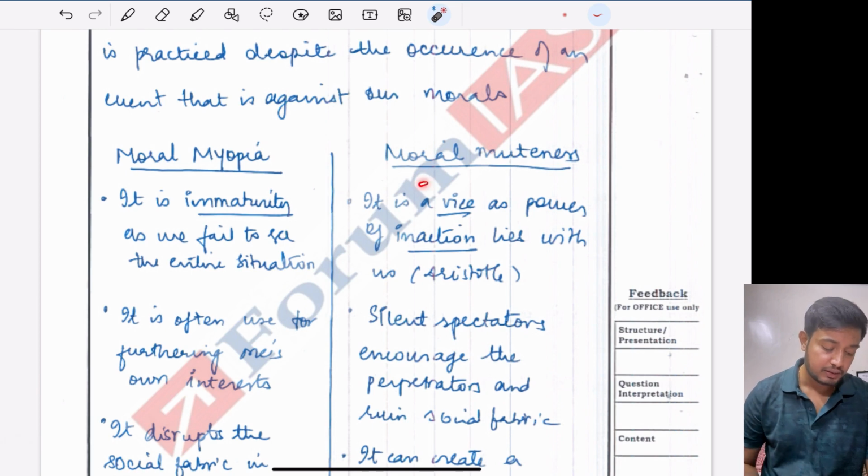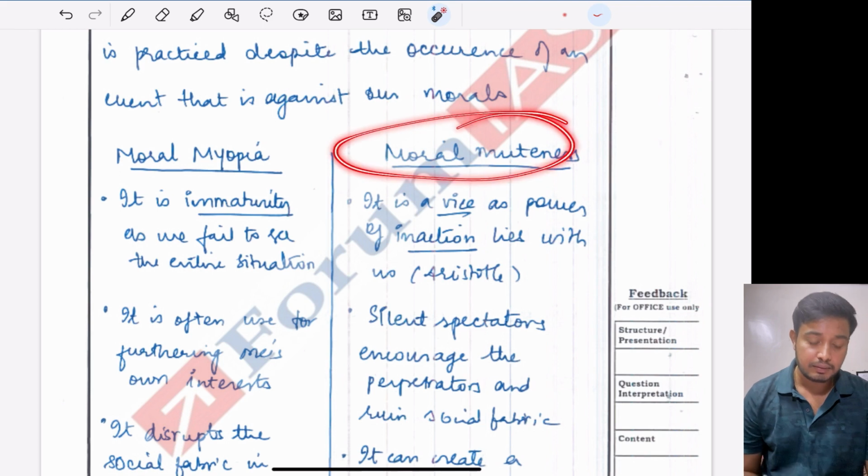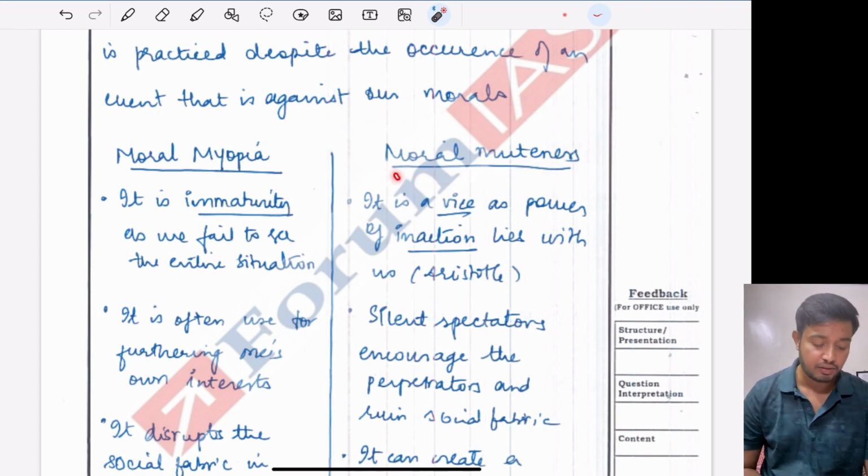And you can always read whatever these concepts are. Moral myopia is short-sightedness of morality. You are only thinking about the short-term benefit and not the long-term benefit. And moral muteness is you're basically being mute and not taking any action when you're faced with an immoral situation. So basically recusing yourself from an immoral situation is what moral muteness is. You can always learn the concept.